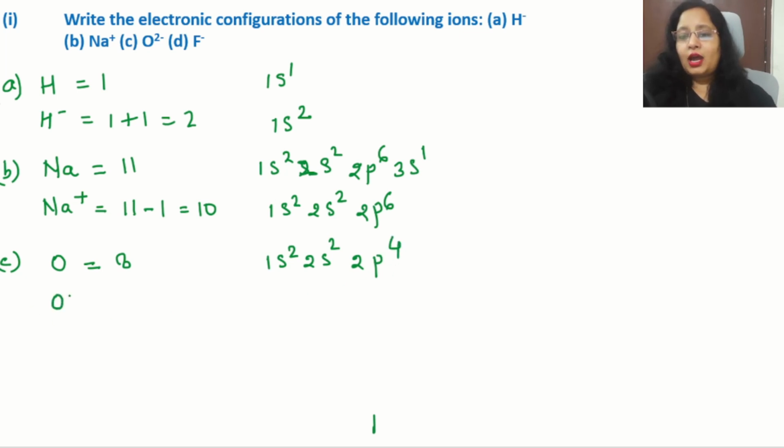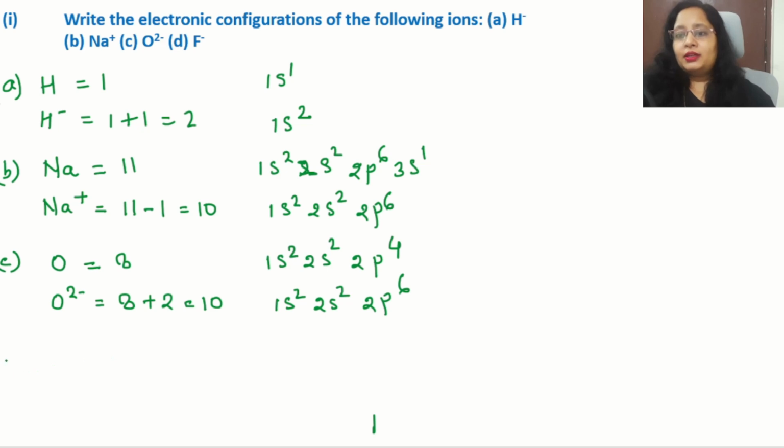If the ion is O2 minus, then first we'll write the electrons. So normal it is 8 electrons, 2 minus means gain of 2 electrons. So plus 2, that is 10. Now we'll write a configuration for 10 electrons. It should be 1s2, 2s2, 2p6.